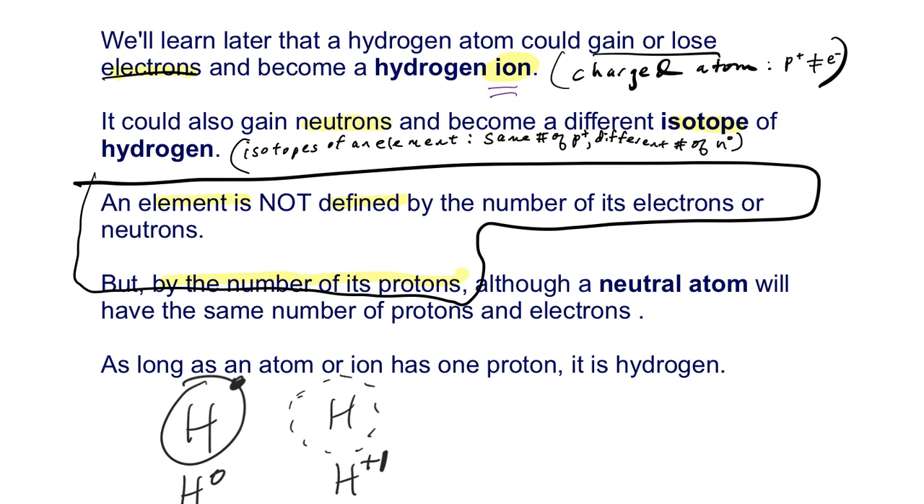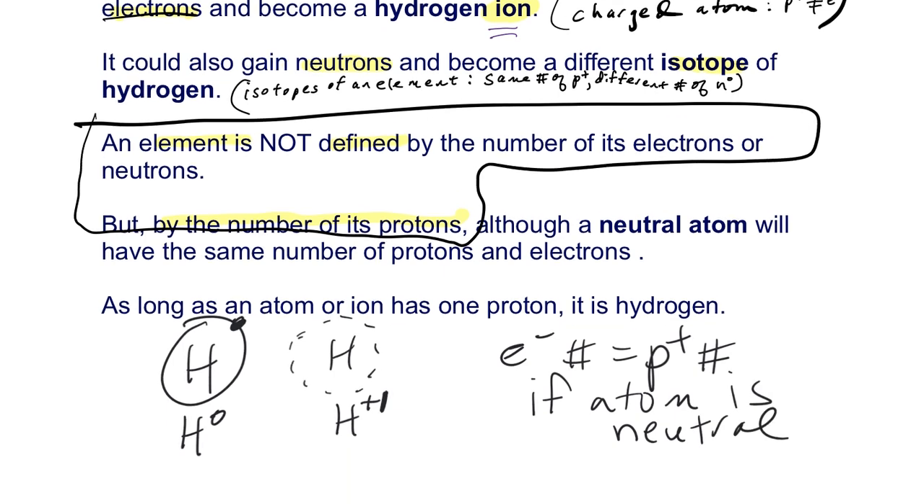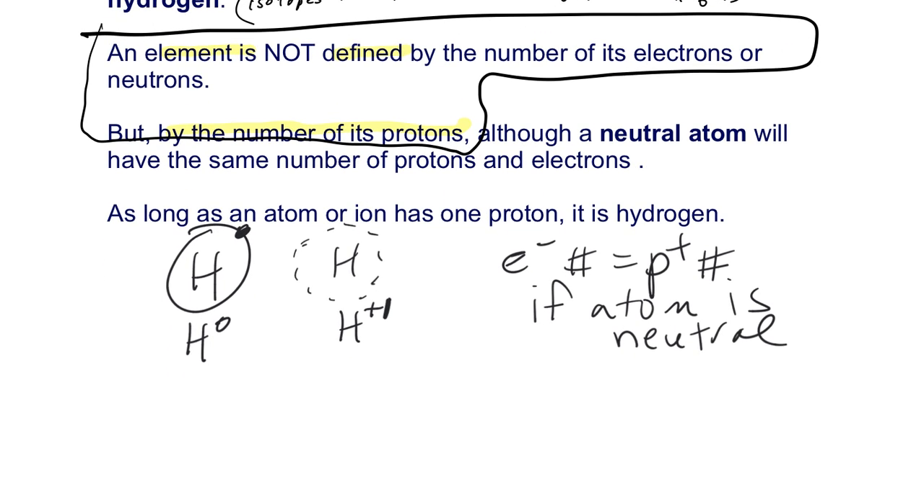So the electron number does not have to equal the proton number. The electron number equals the proton number if the atom is neutral, no charge. But if you have more electrons than protons, you'll have a negative charge. If you have fewer electrons than protons, you'll have a positive charge.